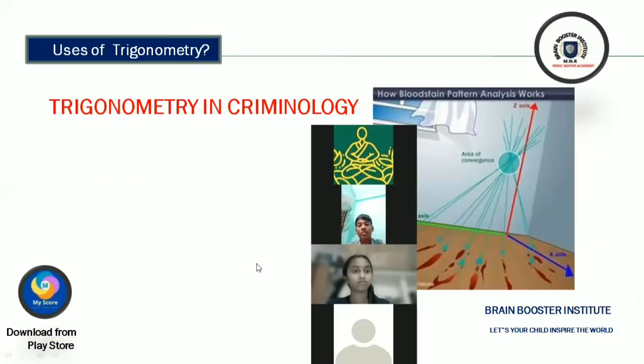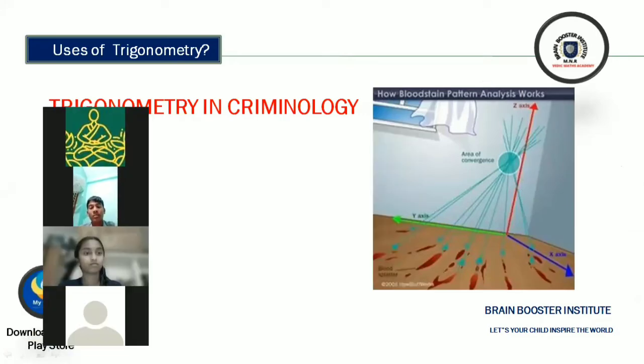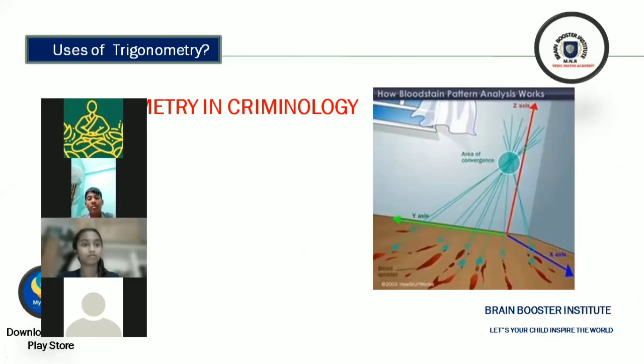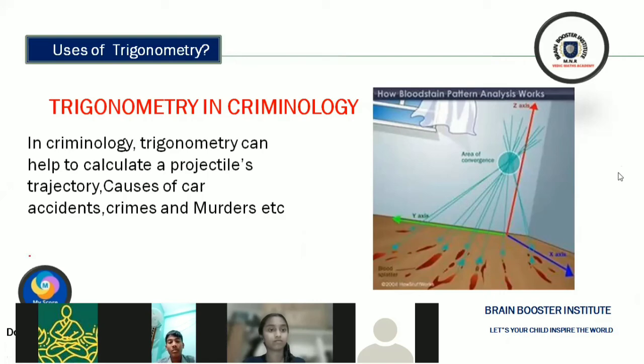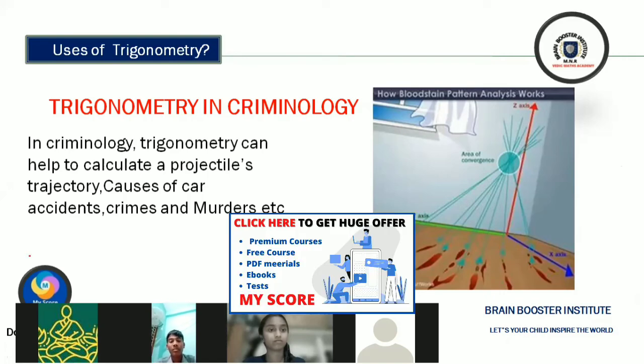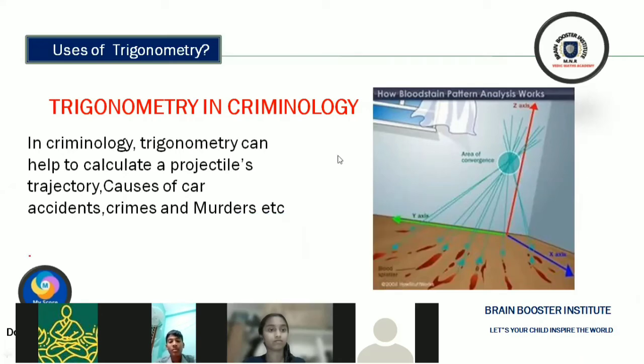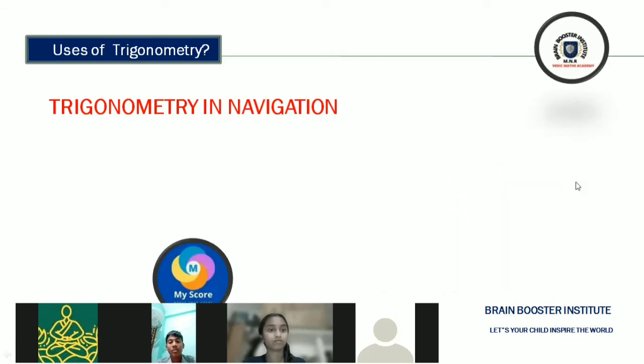And even trigonometry in criminology, you don't believe it, children. Even if you want to become a CBI officer or CID officer, there is trigonometry there also. You can see this figure, children, and understand how trigonometry is used here. In criminology, trigonometry can help to calculate the projectile's trajectory and the causes of car accidents, crimes and murders. As it says, everywhere there is trigonometry.